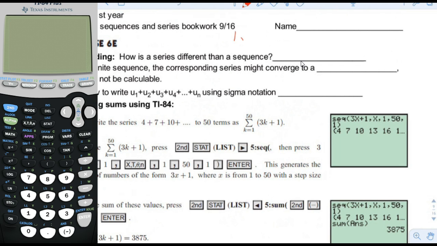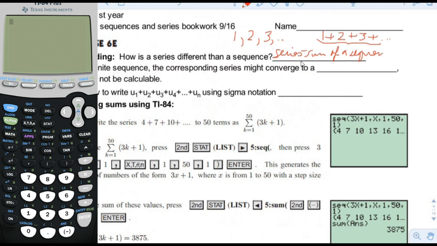So a sequence is simply an ordered list of numbers, right? A series would be the number you get when you add all those numbers together. So this sequence with the plus signs in between, that would be the series. Okay? So the series is a sum of a sequence.